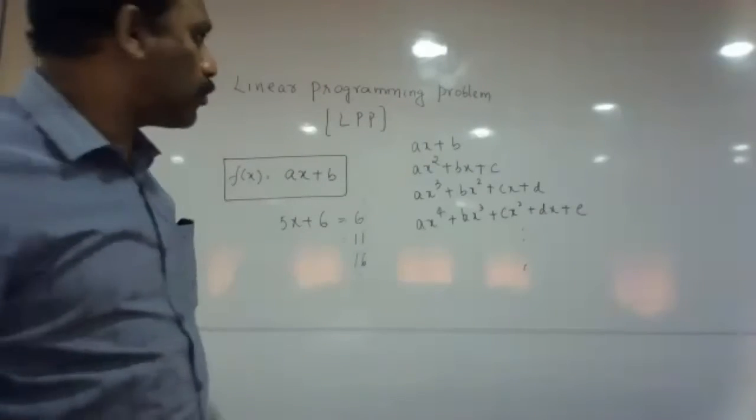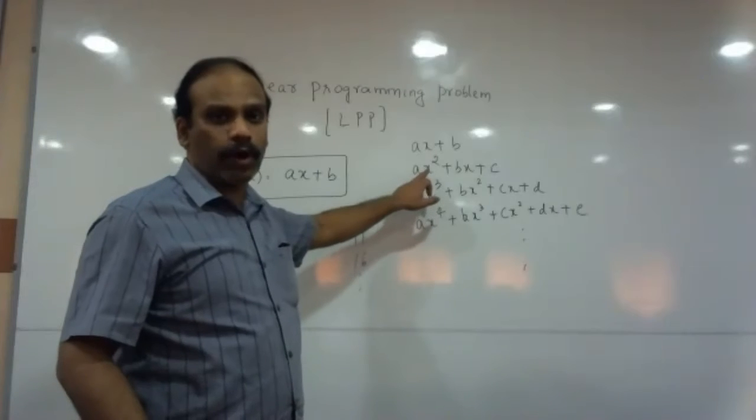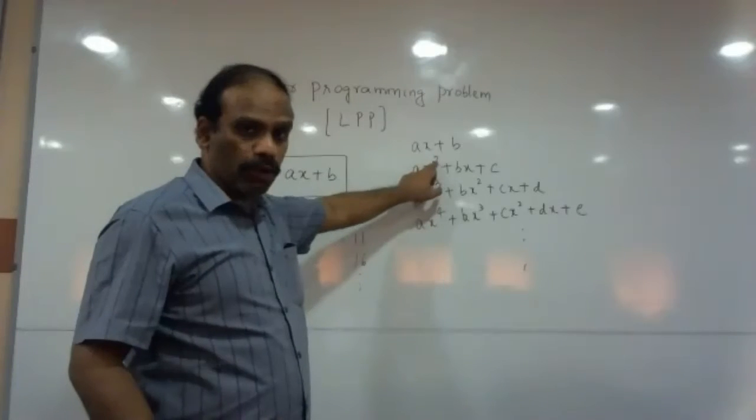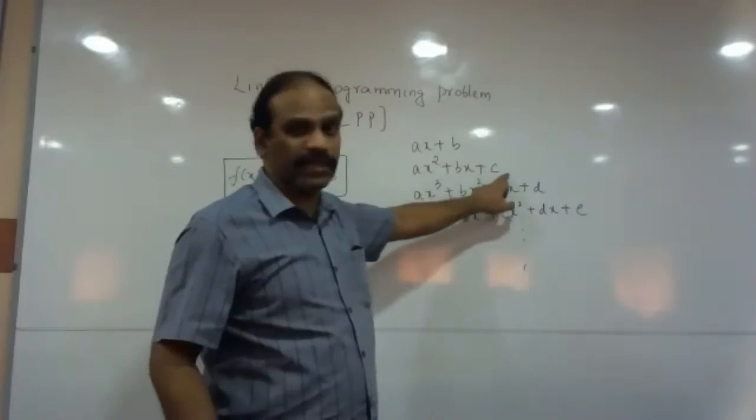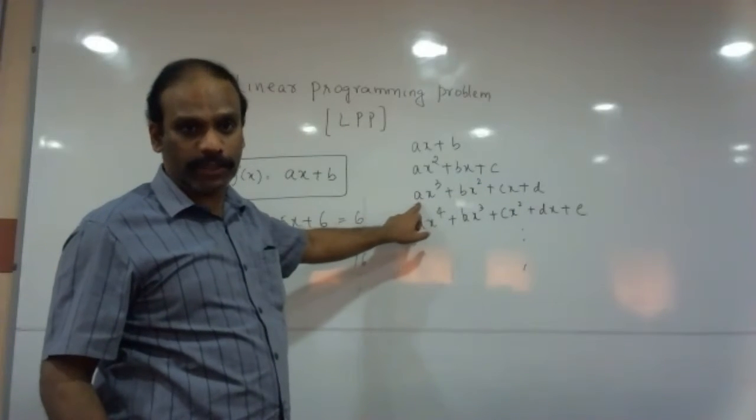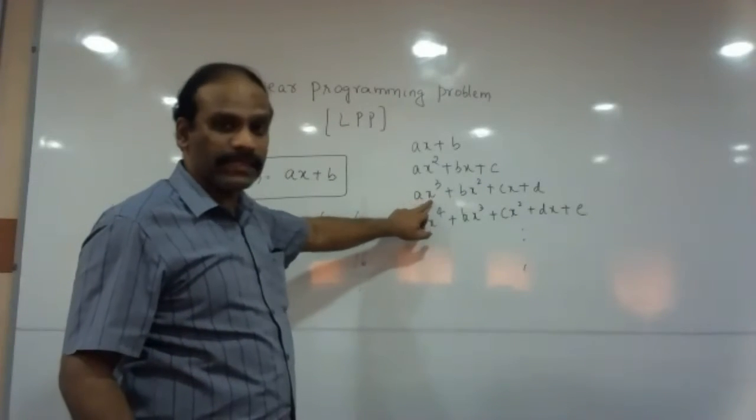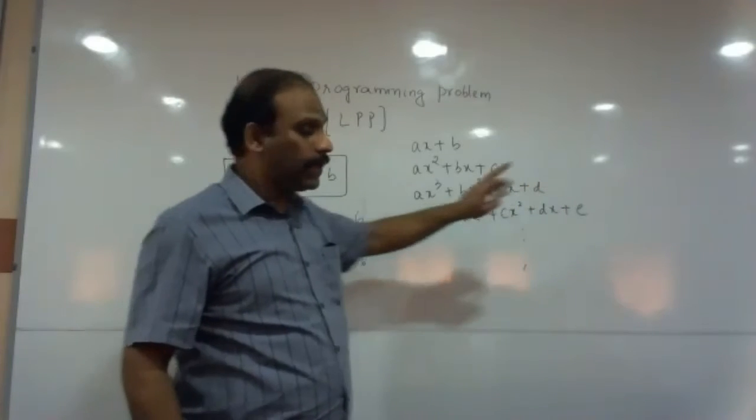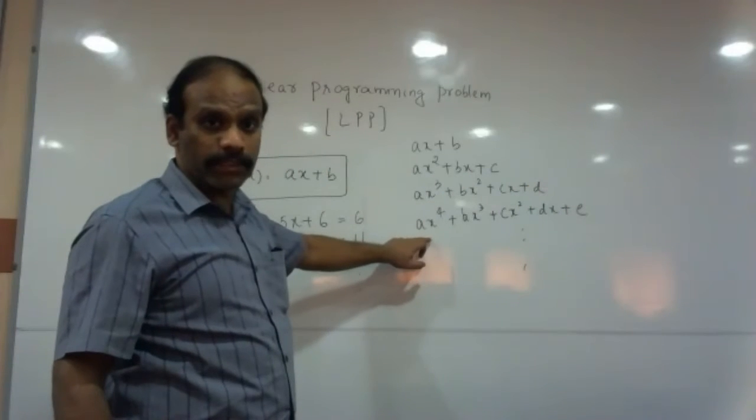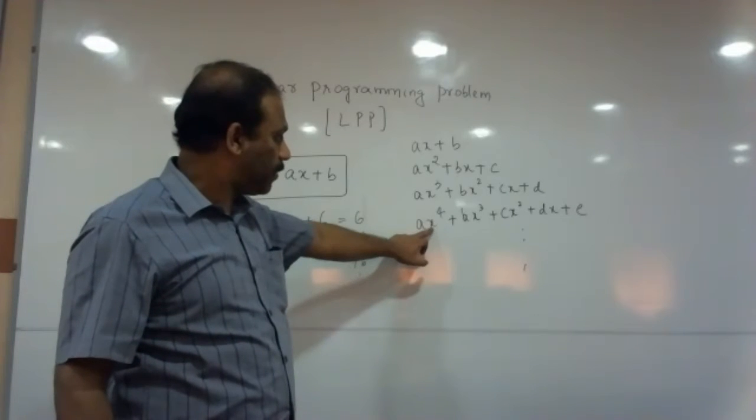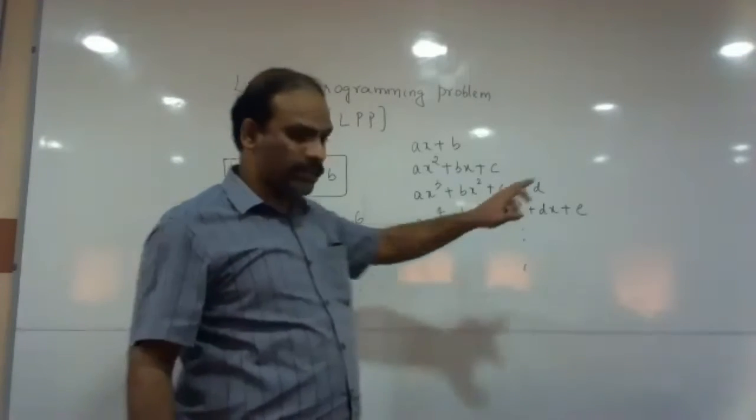If you go to the second equation, this is called a quadratic equation. If the highest degree of x is 2, then you can see the number of constants is 3. Then we come to the third equation, called a cubic equation. Whenever the highest degree of x happens to be 3, then the number of constants becomes 4. Then we have the fourth type of equation, called a biquadratic equation. Here if the variable degree happens to be 4, then the number of constants is 5.